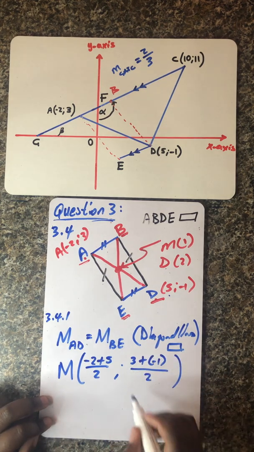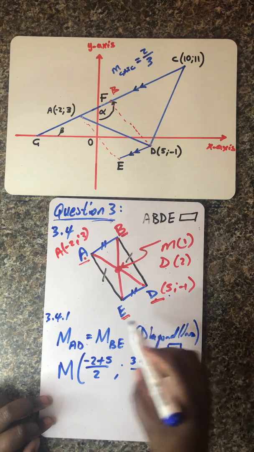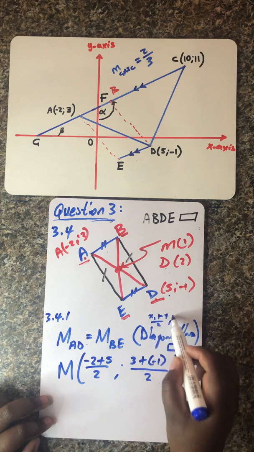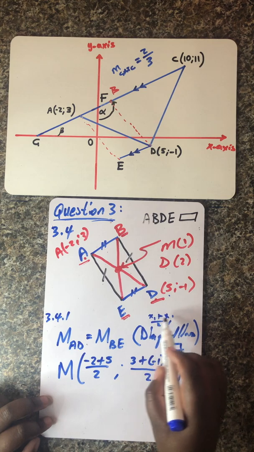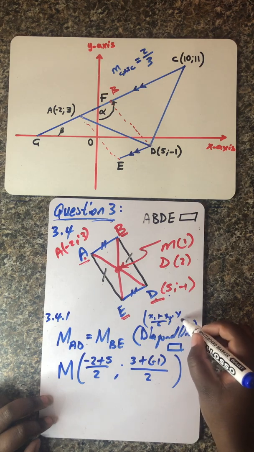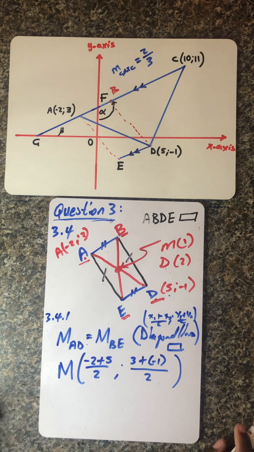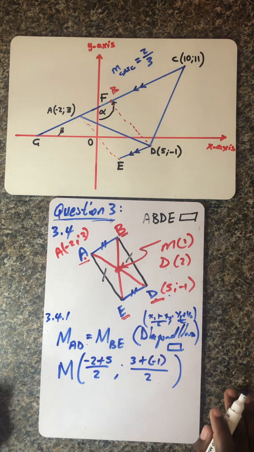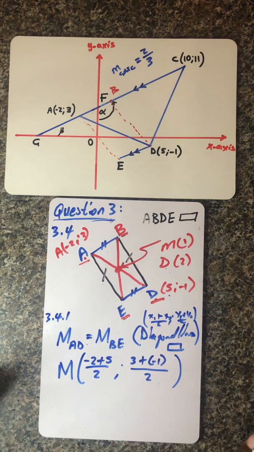Remember, guys, the formula is (x1 plus x2) over 2. This is the formula for calculating the x value of the midpoint. And (y1 plus y2) over 2. This formula is given to you in the formula sheet. So that's why I'm not that much interested in explaining the formula. And again, remember, it's not given a mark.